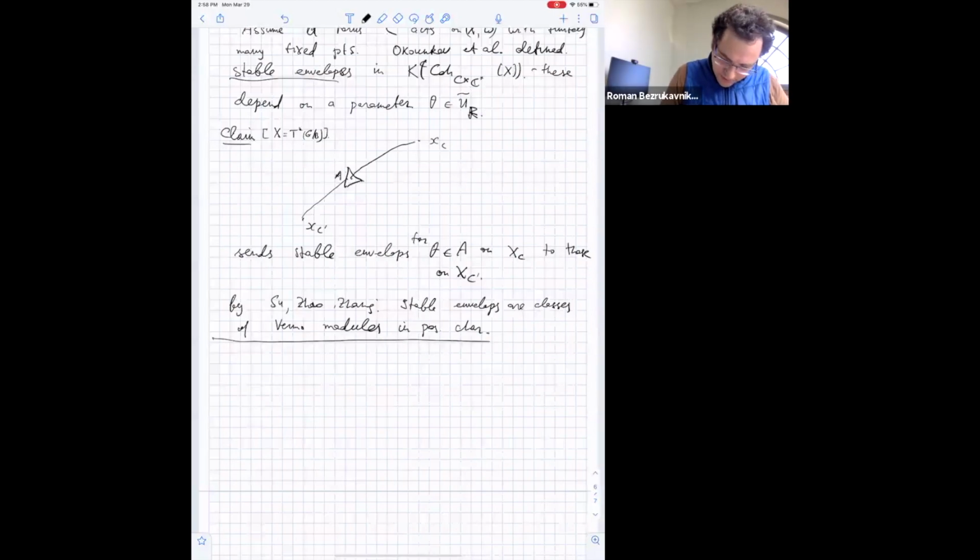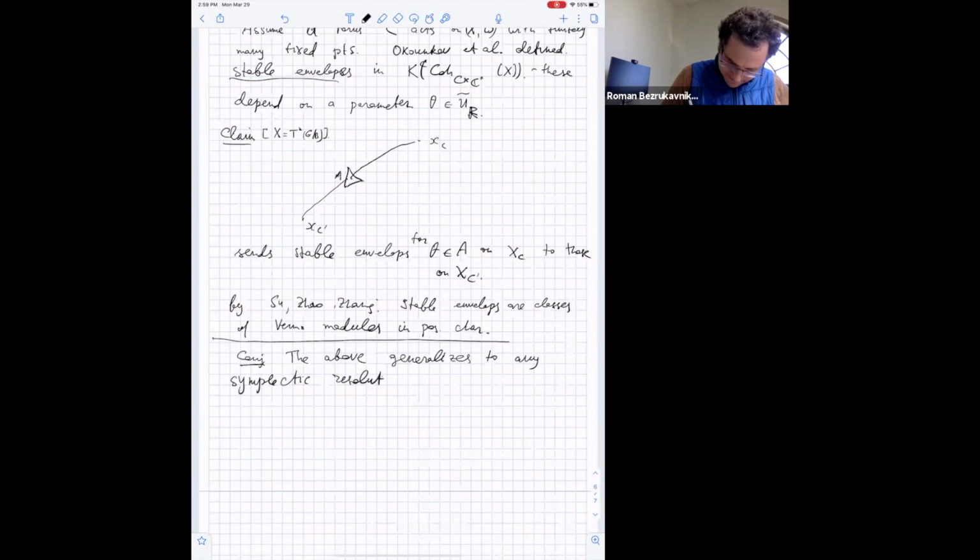Okay, so I should end soon, but let me end with a conjecture that the above generalizes to any symplectic resolutions X to Y. And for quiver varieties, well, maybe with some assumptions, many quiver varieties.